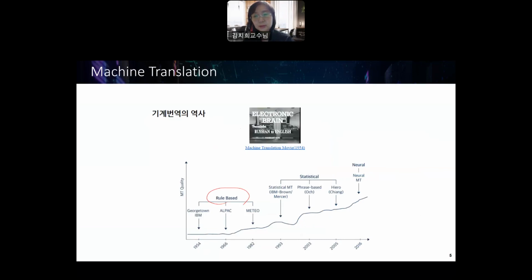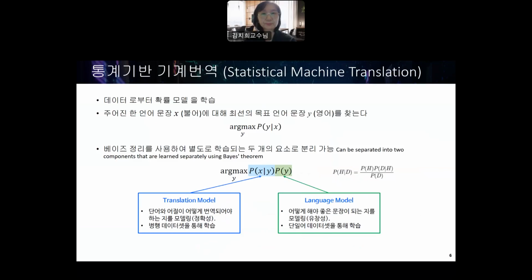And since 2016 or 2017, after deep learning technology was more developed based on the backpropagation algorithm that can effectively train the network, this also instigated research in machine translation, and the neural approaches dominate now various applications of machine translation. Now let's look briefly at statistical machine translation.